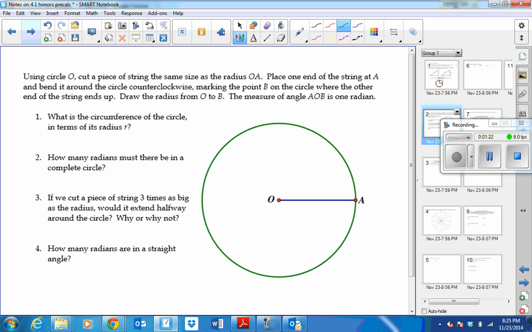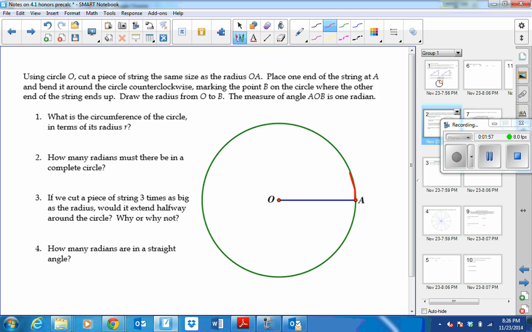So we're going to be doing a little experiment in class. And if you're not doing this in class, you might pause it right now and do this experiment where you just draw a circle. We're going to be using compasses in class, but you could take any circle at home and trace it around. And cut a piece of string the same size as the radius of your circle. Place one side of the string at A and bend it around the circle counterclockwise, marking the point B on the circle where the other end of the string ends up. Draw a radius from O to B, and the measure of angle AOB is 1 radian.